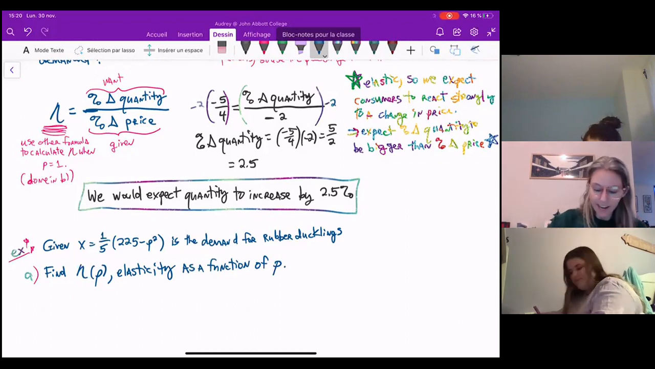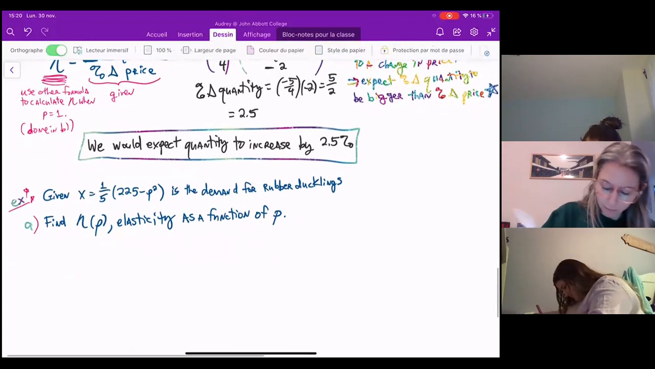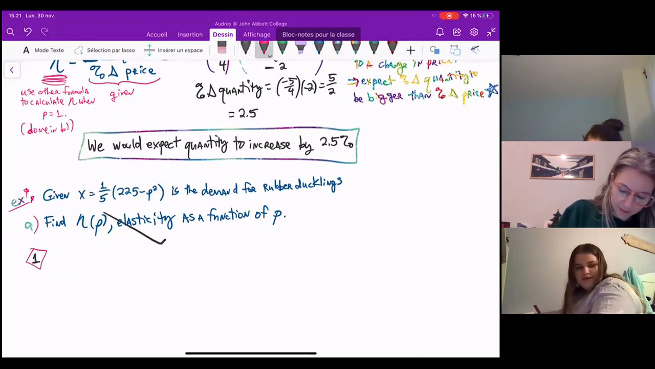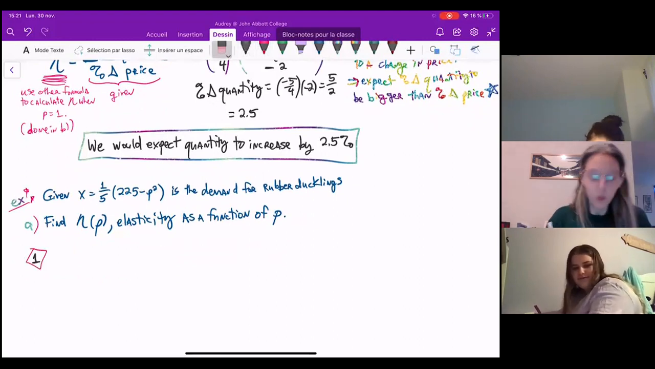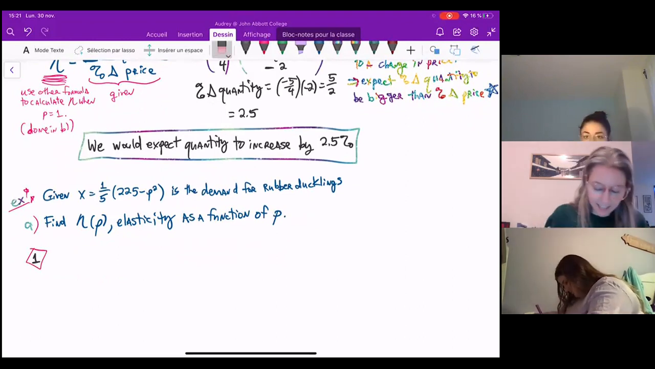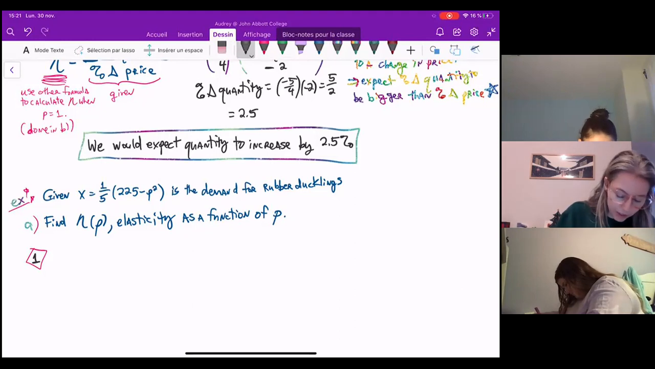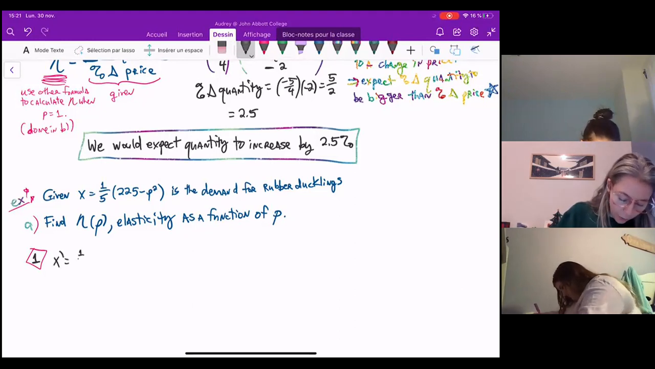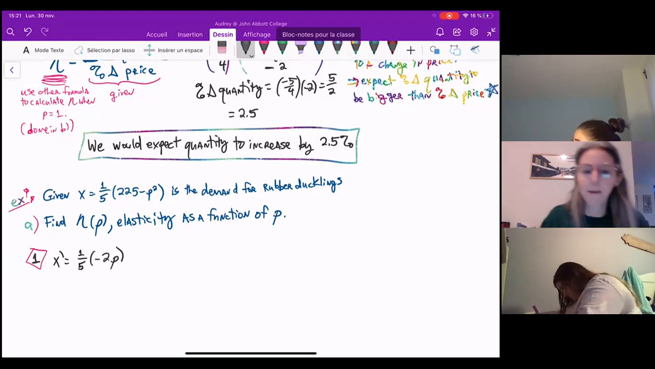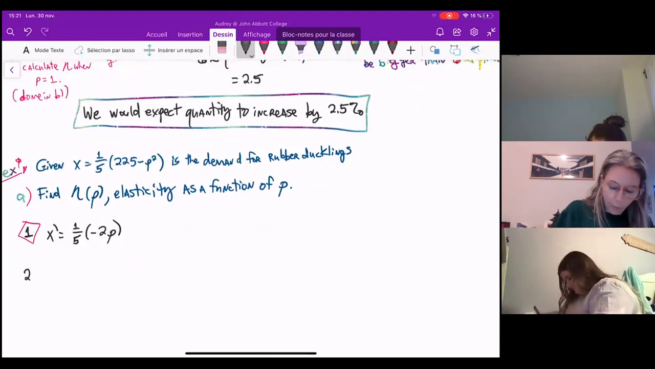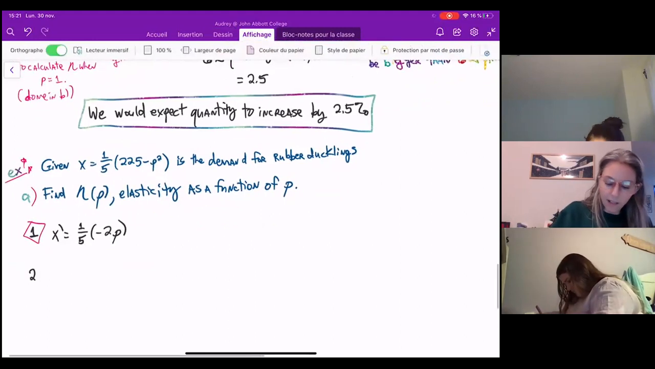Okay, so we want to find eta, elasticity, as a function of P. So step one, take the derivative. In this case, we have x equal to a function of P, so we're good. We're just taking x prime, which is equal to 1/5 times negative 2p. X is my function, P is my variable. So then I go straight to plugging that into my elasticity function.